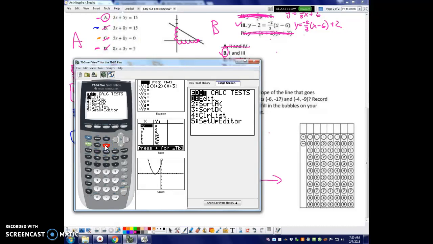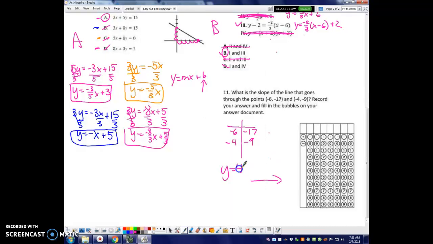So stat, over to calc, is this linear or quadratic? Linear, so we're doing 4. So we have y equals 4x plus 7. What's it asking for? Asking for the slope, which is right in front of the x, so it's a positive 4. See how easy that is? And most of you would have just skipped over it.